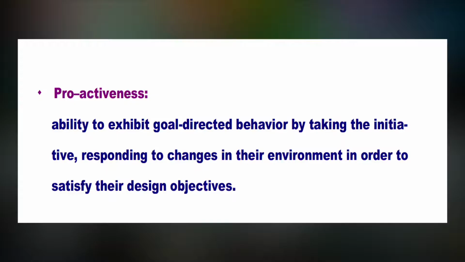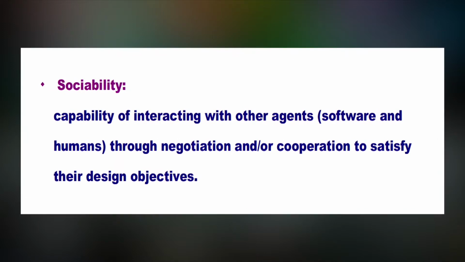The next feature is proactiveness. What do you mean by proactiveness of an IA? It is the ability to exhibit goal-directed behavior by taking the initiative, responding to changes in the environment in order to satisfy their design objectives. Another important feature we have to look at here is sociability. This is the capability of the agent to interact with other agents, especially the software and the humans, through negotiations or cooperation to satisfy their design objectives.